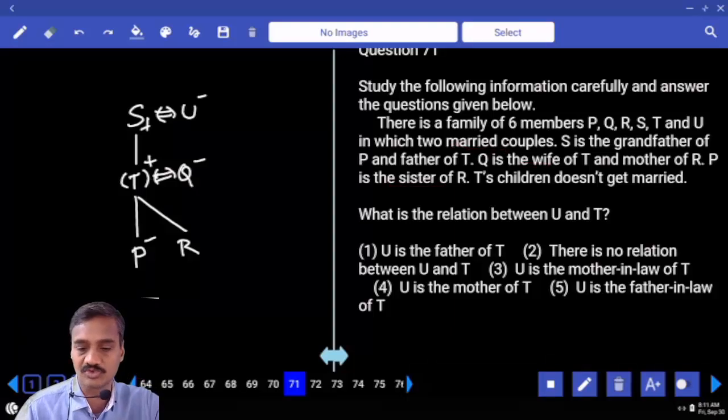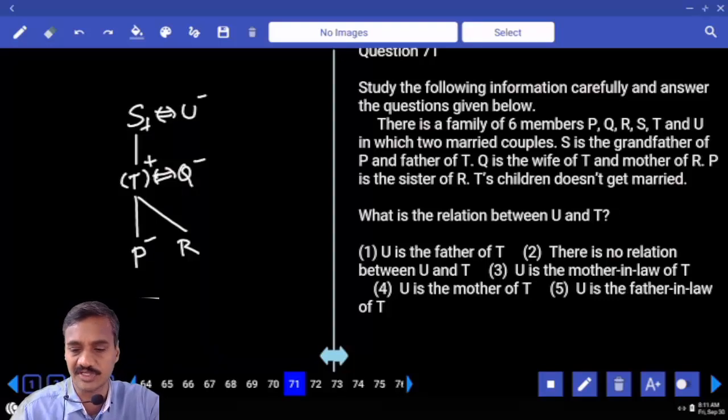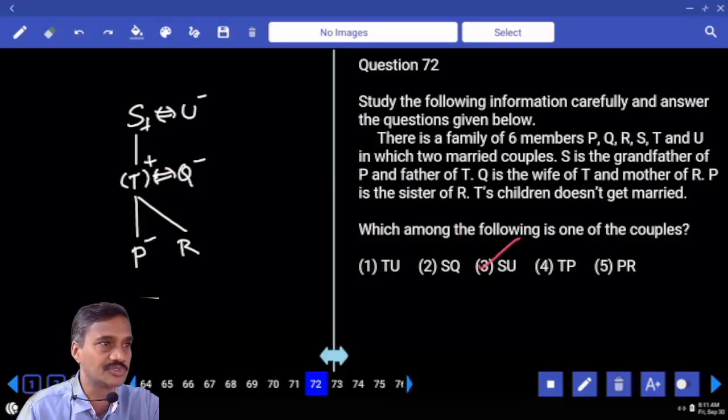Next, coming to question number 71. What is the relation between U and T? U is the father of T, that is false. U is the mother-in-law of T, that is false. U is the mother of T, definitely true. Choice for question number 71. And which among the following is one of the couples? S, U, T and Q. S and U, that is choice 3, question number 72.